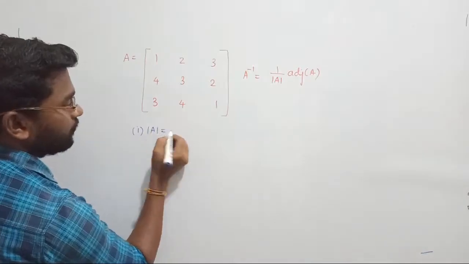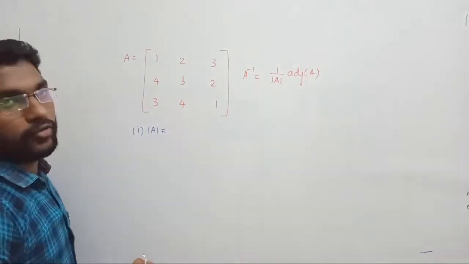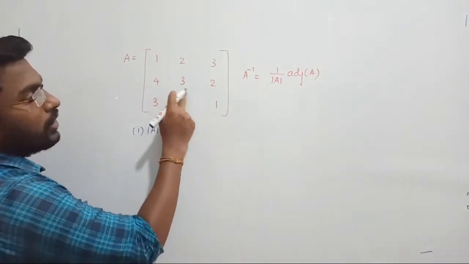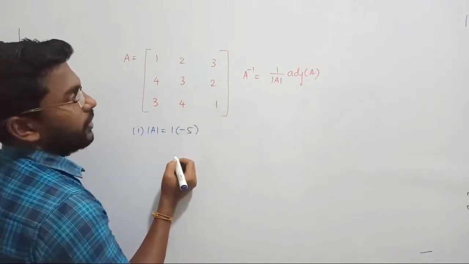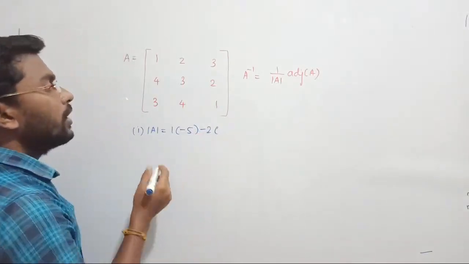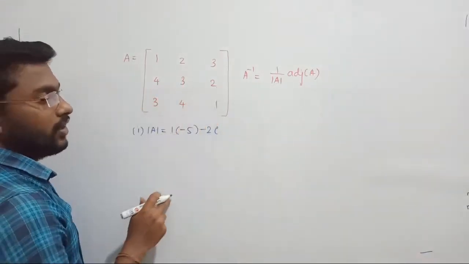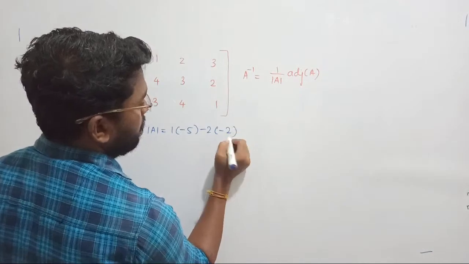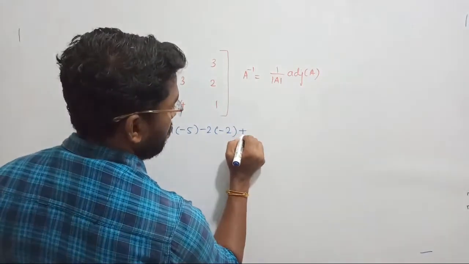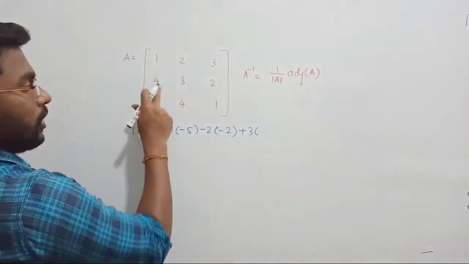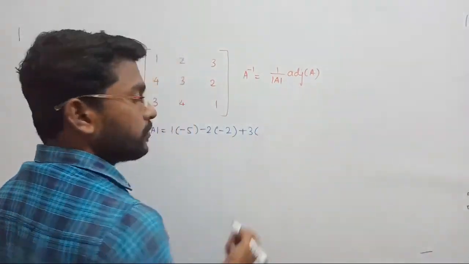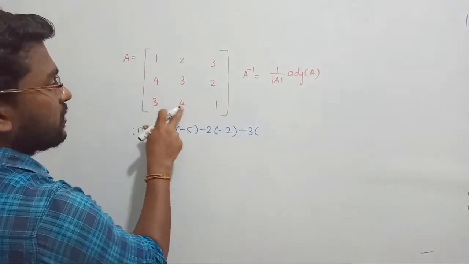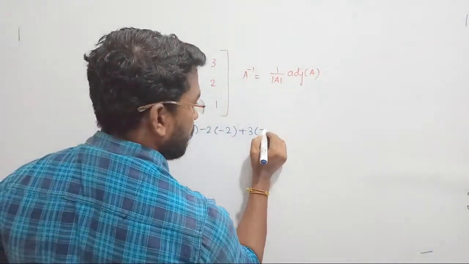Determinant of A is what? First, to find out the determinant of A, right? So that is 1 into 3 into 1 minus 8, right? That will give you the value of minus 5. Next, minus 2 into, let us see, 4 minus 6 will give you what? Minus 2. Next, plus 3 into 16 minus 9, right? I am getting 7. 16 minus 9, I am getting 7, okay?